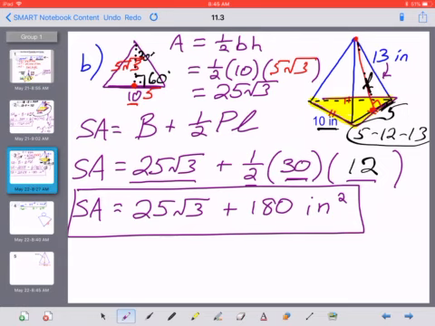Okay, we're going to stop the video right here, and we'll come back and finish it up with surface area of cones next time.